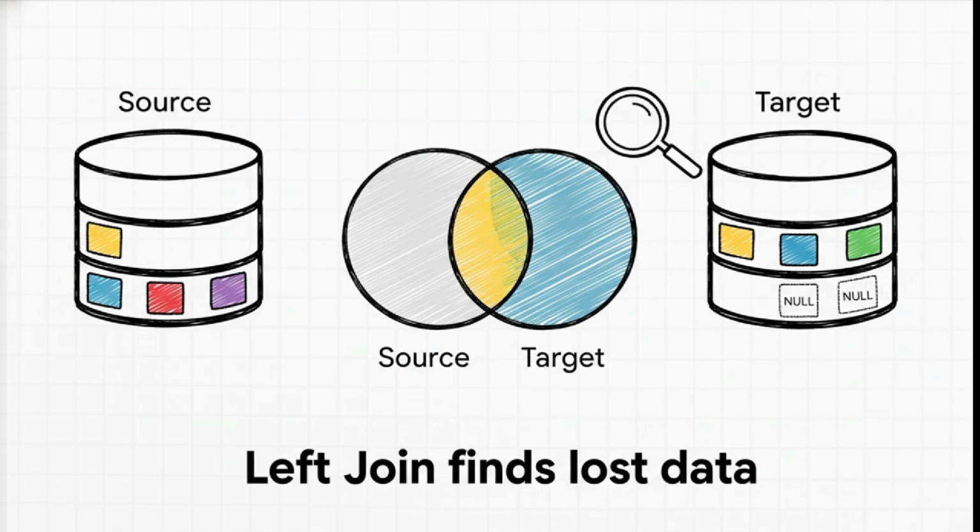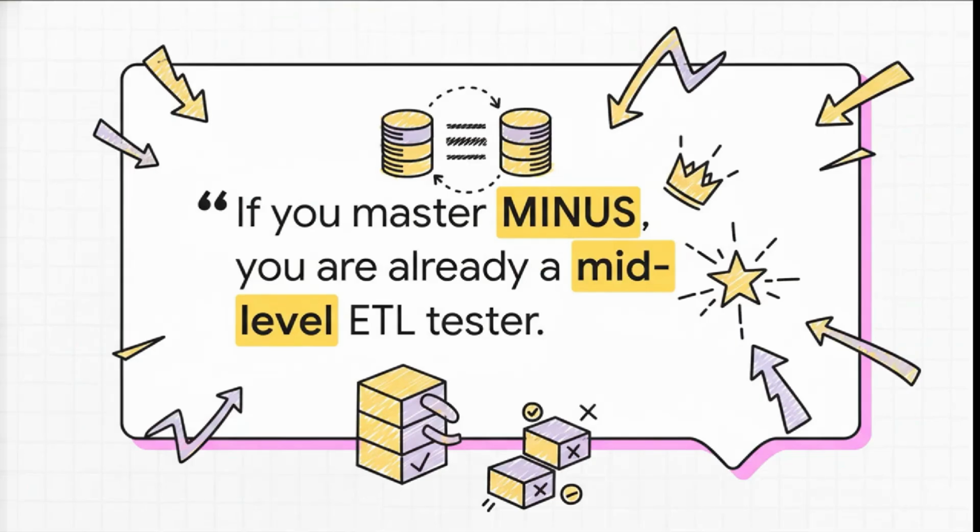Here's the magic. You use a simple left join, and then you check for nulls, which just means you're looking for empty or missing values on the target side. This brilliantly pinpoints every single record that got lost. Trust me, this is a defect you are going to log again and again. Okay, so what about data that did make it across, but the values are just wrong?